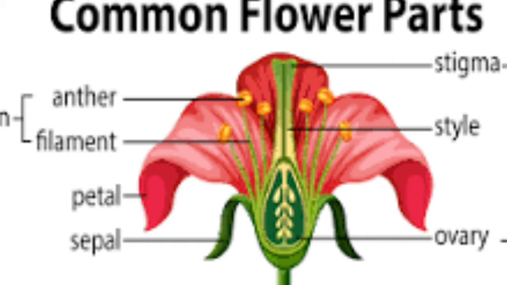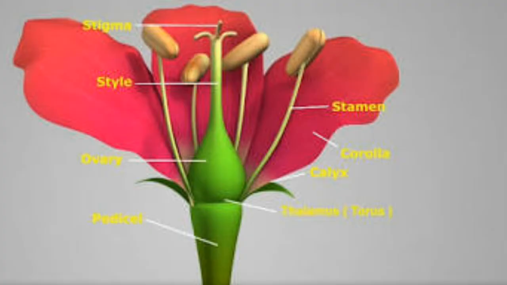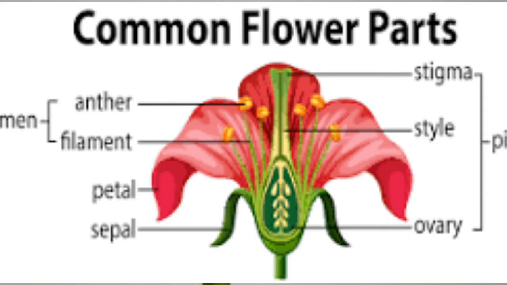So see children, the flower is attached to the plant parts like branches or the stem by a green part or a green stalk that is called pedicel. You can see there in the picture, the top part of the pedicel is swollen, that is called the thalamus. All parts of the flower are arranged in 4 circles or whorls.